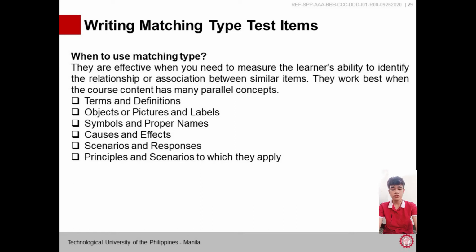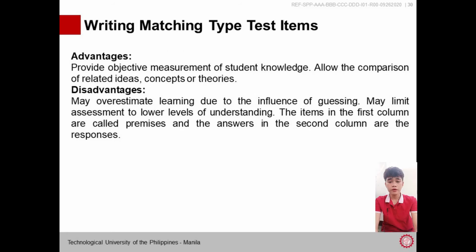Then the symbols and proper names, and then causes and effects, and scenarios and responses, where we give them any scenarios in column A, which is the premises, then they give the response in column B. Then the principles and scenarios to which they apply. So that's it. Now I will discuss the advantages and disadvantages of the matching type test.